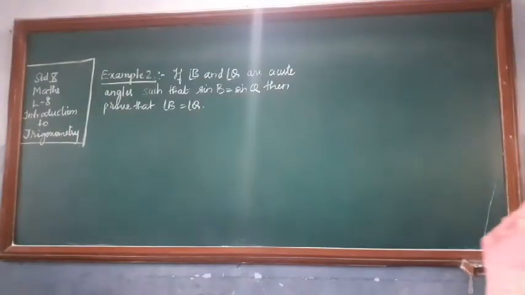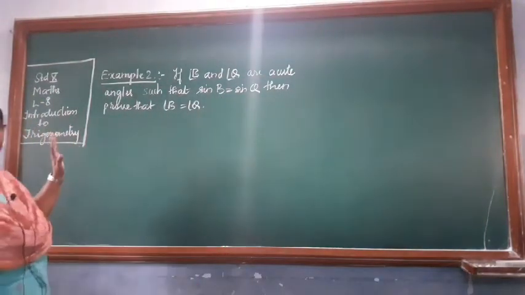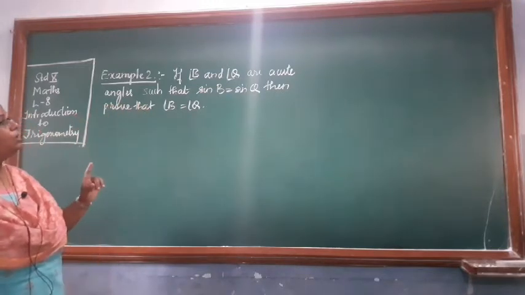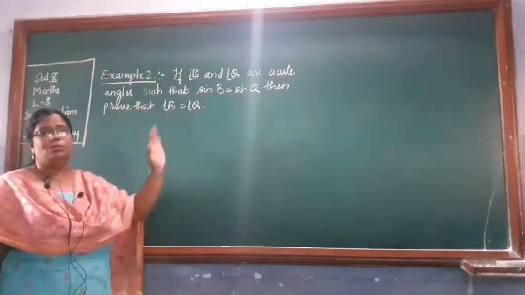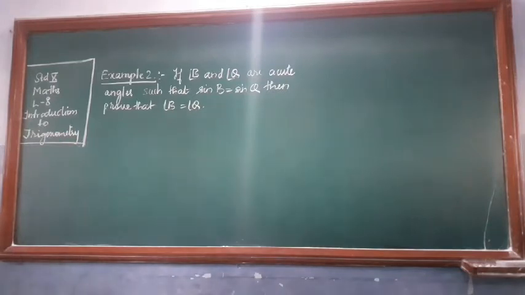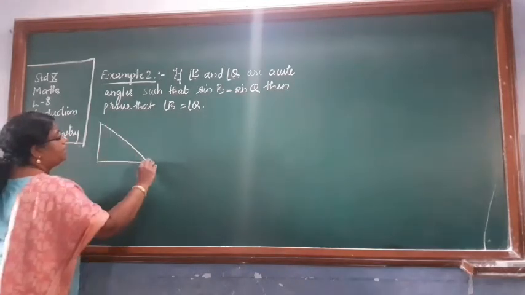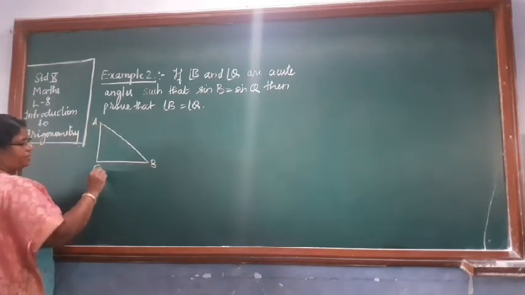Now let us come to example 2. What does it say? If B and Q are acute angles such that sin B is equal to sin Q, then prove that angle B is equal to angle Q. So you are asked to prove that angle B is equal to angle Q. So let me take my triangles, as it is said that B and Q both are acute angles. So let it be A, B, C.